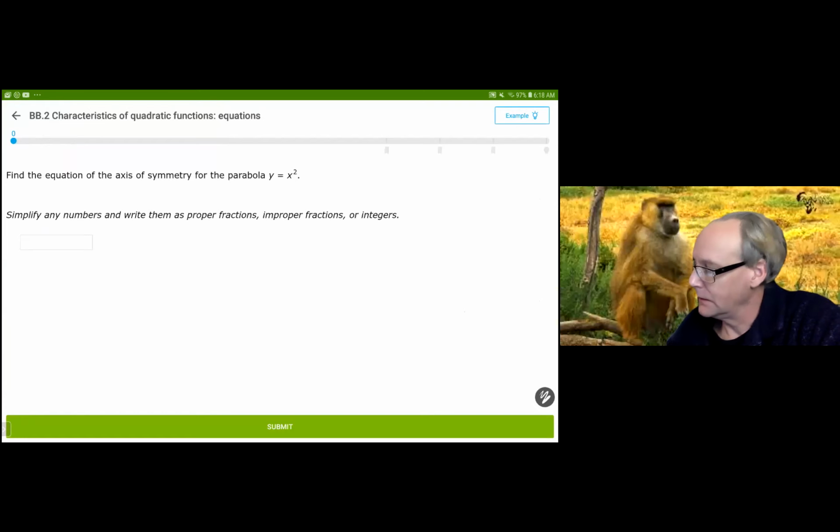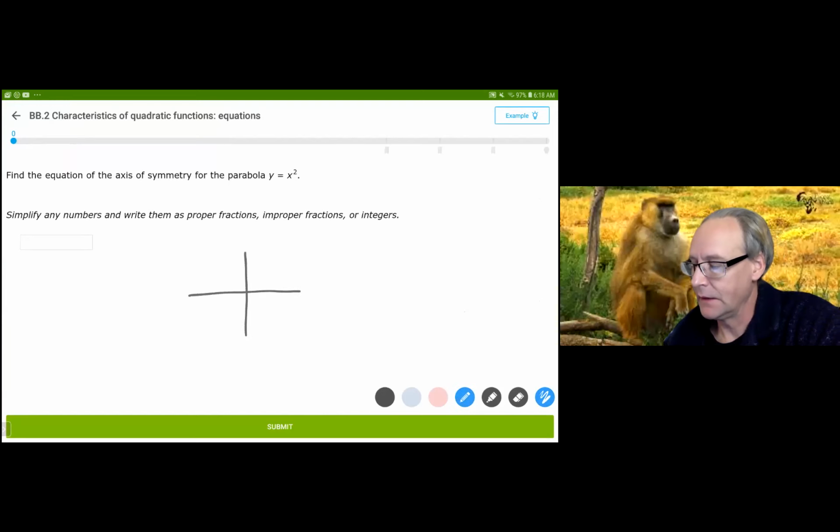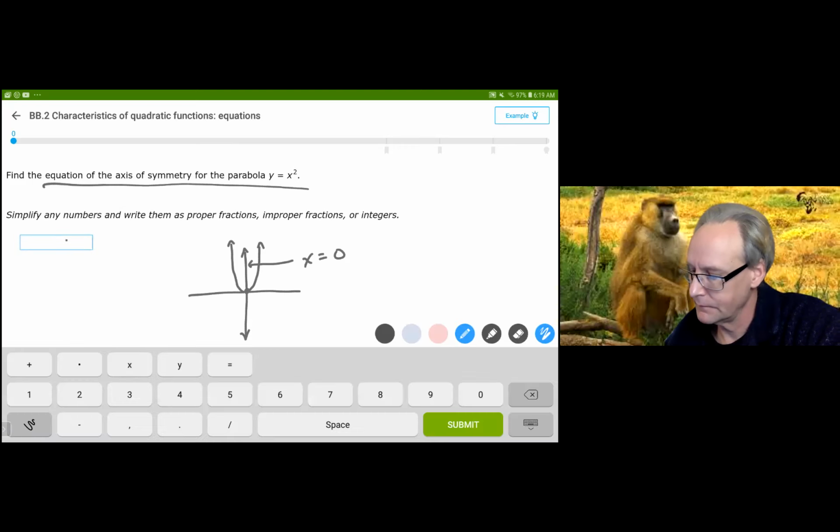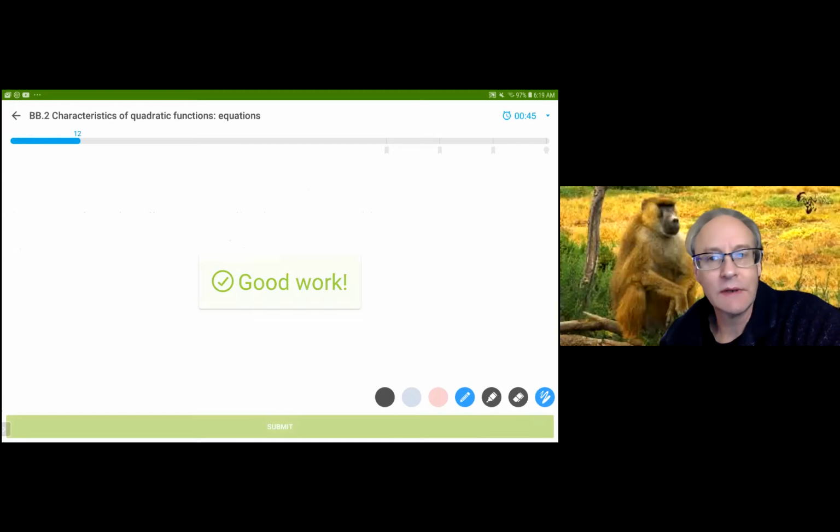I'm not sure exactly how they want us to do it, but I'm assuming they want you to recognize that the vertex is at (0, 0), and the axis of symmetry is the y-axis, and that's going to be the equation x equals 0. Let's see what else we've got here.